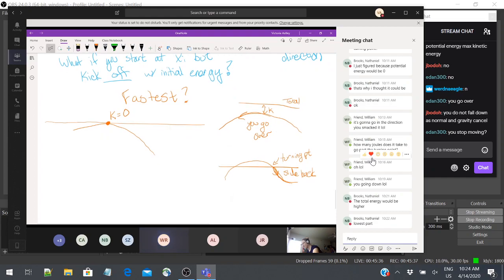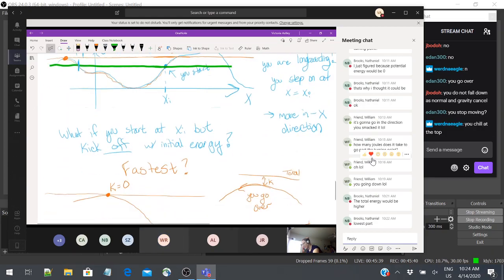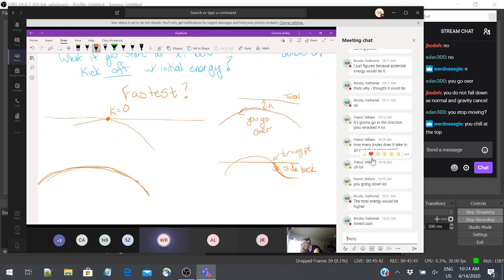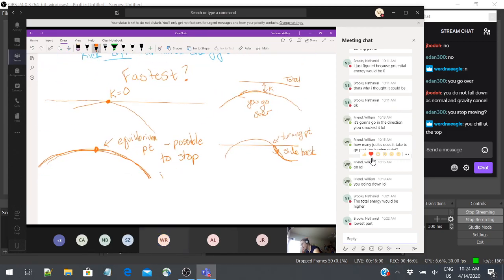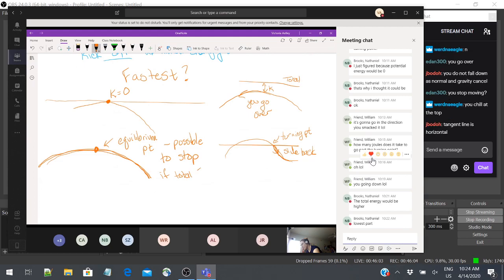So this is what is called, any point where it flattens out, right? It's called an equilibrium point, where it is possible to stop if your total energy equals your potential energy. If your total energy is too big, you'll go over. If it's too small, you'll slide back. But if it's just right, you can stop and just chill out there, right? You chill at the top, yeah.